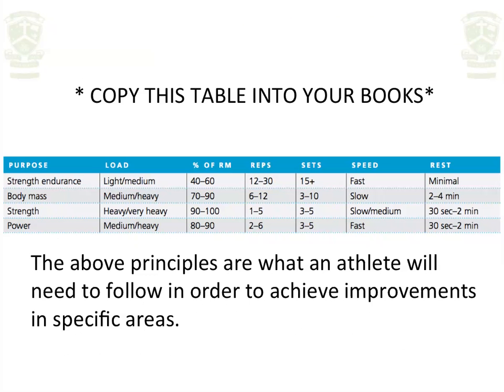Now this table, you need to copy this into your books, just represents what an athlete would need to follow if you wanted to achieve certain things. So if you want to achieve strength endurance, that's how heavy he needs to make it. That's how heavy in terms of numbers. RM is repetition max. That's how many repetitions you'd be doing and how many sets. So you can see there, a lot of repetitions, a lot of sets, and so on. You can read through these, and we'll discuss those more in class.